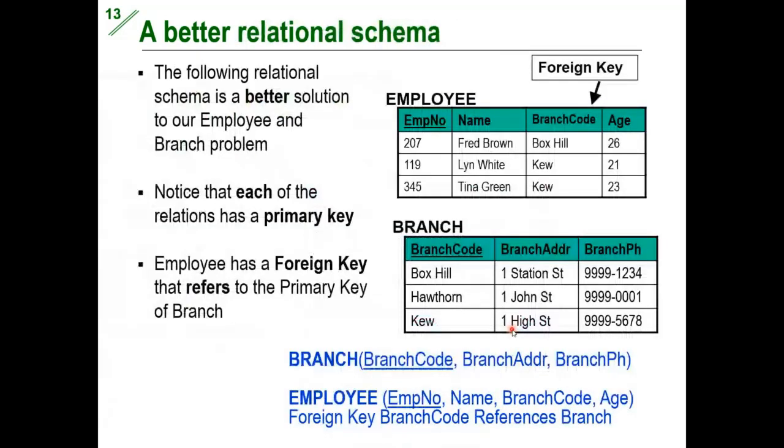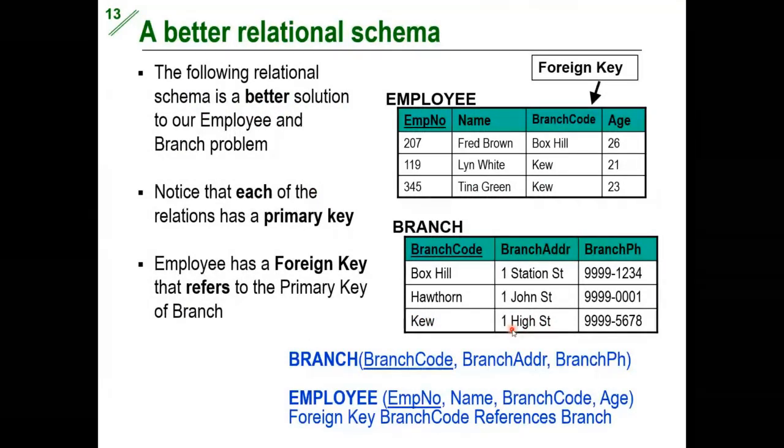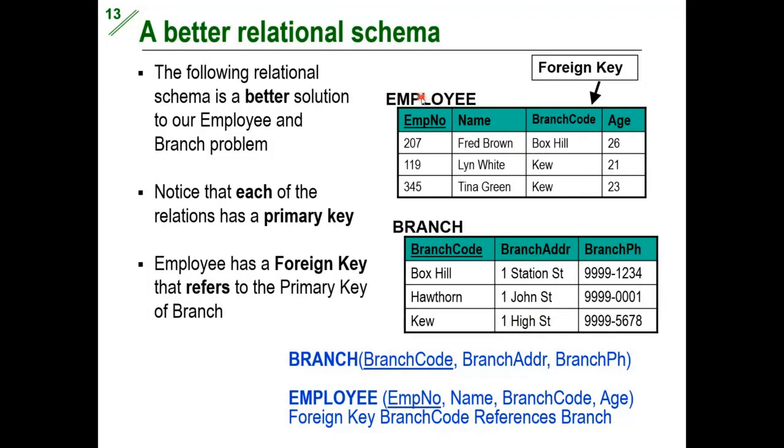So now if I convert it to tables, I have a separate table for employee with branch code. Now this is the foreign key, and then I have the branch table. Branch code is the primary key, so the primary key is related with the foreign key. My relational schema now looks like this: branch code, branch address, branch phone number, and employee number, name, branch code, age, foreign key branch code references the branch.